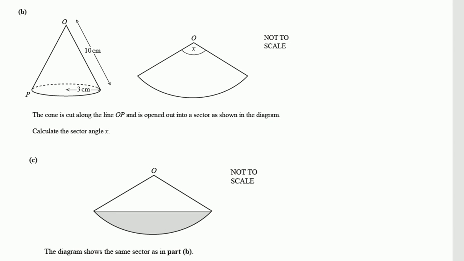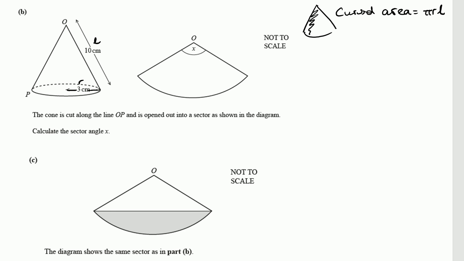So now we have a question where cones are getting involved. Now cones can get involved in sectors questions because if you open out a cone, what you get is a sector of a circle. So for this question, we need to know that the area of that curved section of a cone, this curved area here, is equal to pi r l, where r is the radius and l is the length of that diagonal line over there. That's going to be important for this question.